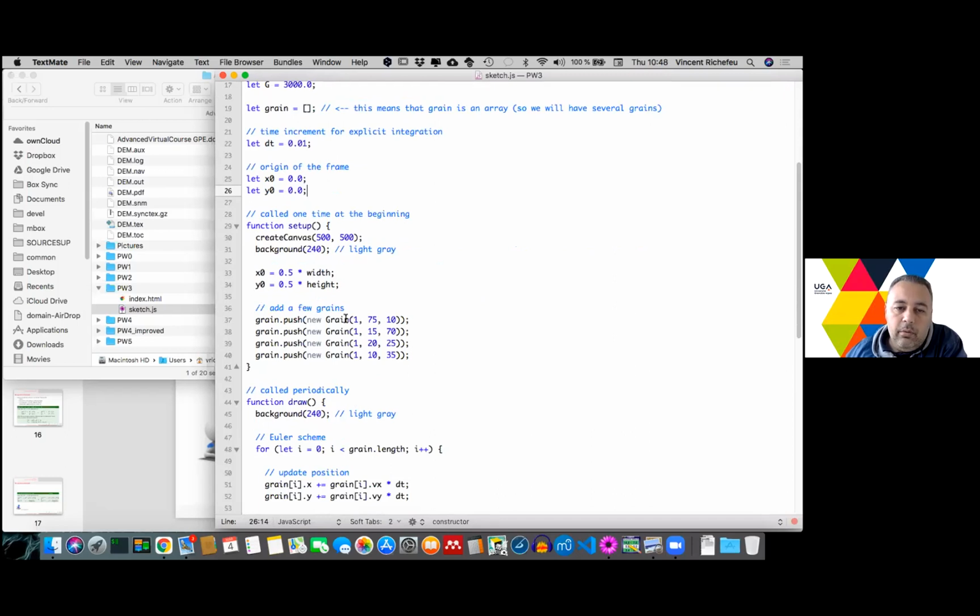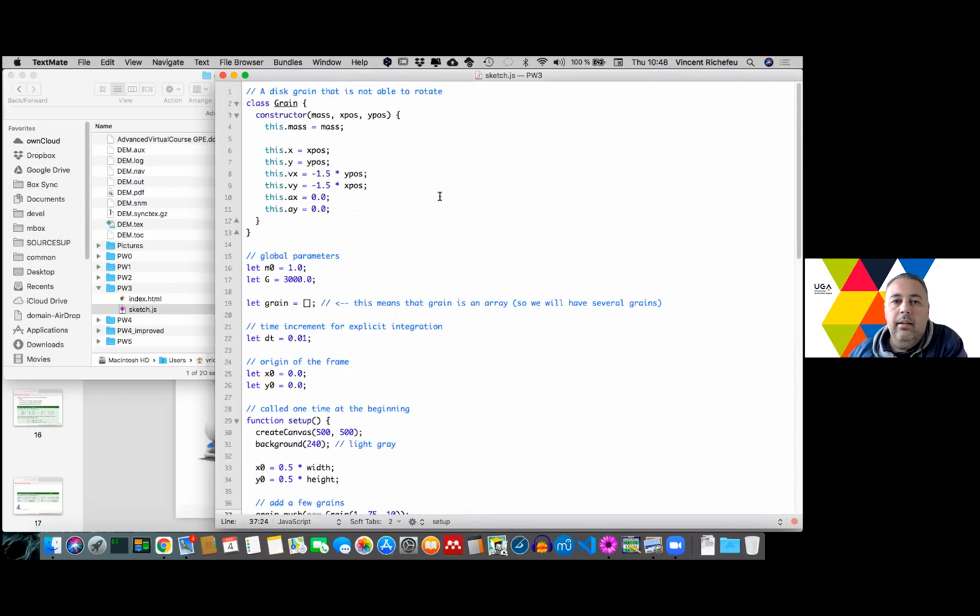In the setup, we have something new. We don't have one particle now, we have more than one. So in the array of particles, which is named grain, we'll push a new grain, which is defined here.